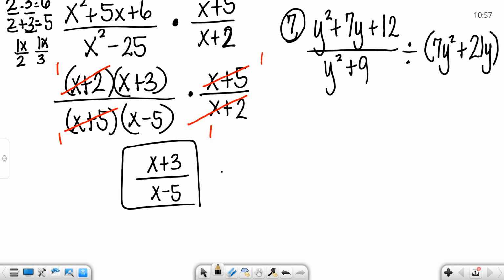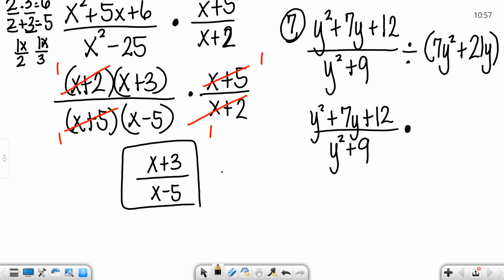All right. So when my problem says to divide, my first step is rewrite it as a multiplication. Okay, so the first fraction does not change. I just bring it down. Change my divide to multiply, and I multiply by the reciprocal. Well, currently, my denominator is that 1 that I did not see. So when I write the reciprocal, it's 1 over 7y squared plus 21y.